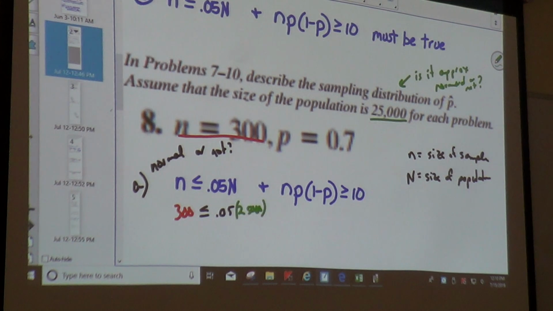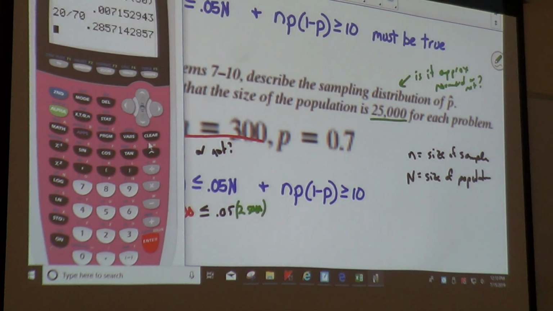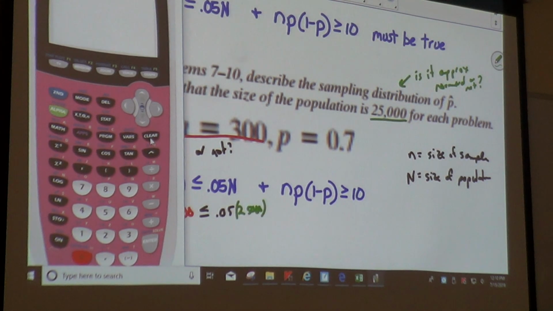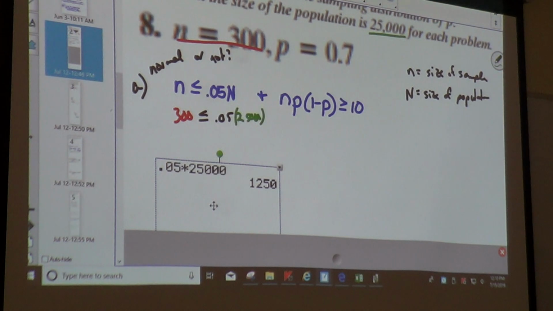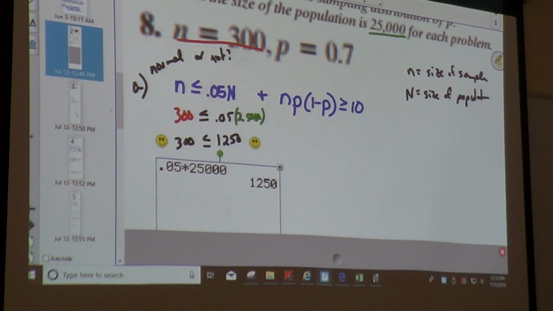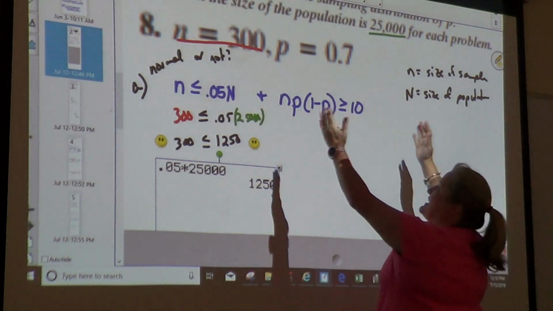So I'm going to go to my calculator and do 0.05 times 25,000, and I get 1250. So the first part is, is 300 less than or equal to 1250? Yes. So we're halfway there. Now we've got to answer this second part.